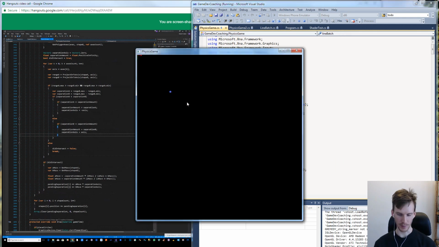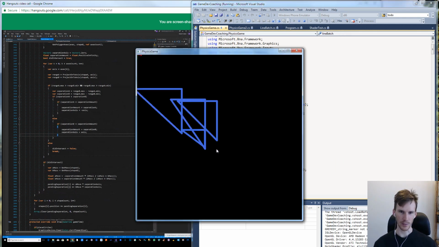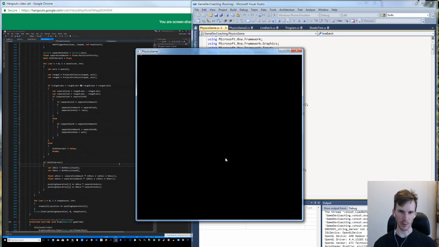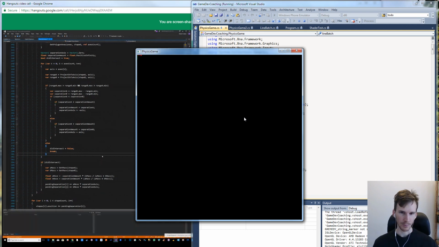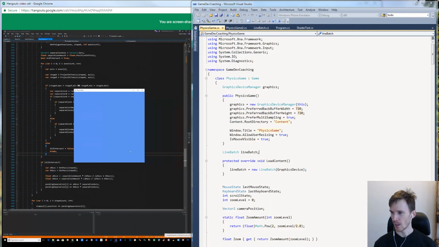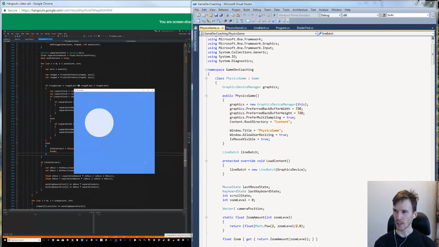Okay, so where we left off, we've got this sort of thing going. If we hit space, we get some separation. But as you can see, there's a bug, because they shouldn't both be moving in the same direction, and it's kind of tricky to trigger. But yeah, they both move at the same time. So something's gone horribly wrong. And so what we're going to do today is try and track that bug down.